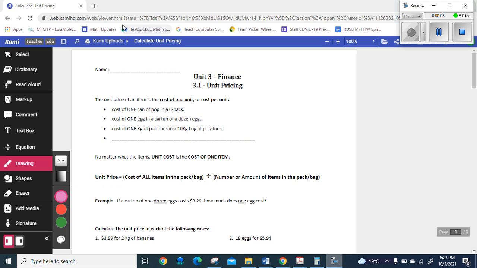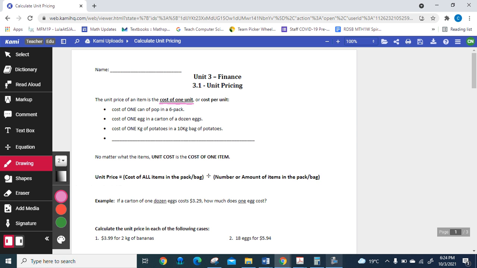Unit pricing is actually something that I do quite often when I go grocery shopping. It's on the price tags when you're at the grocery store. It says unit price, and it's a really helpful thing to know so that you can compare things properly. So the unit price of an item is the cost of one unit. So it's the cost per unit. So it's cost for one thing.